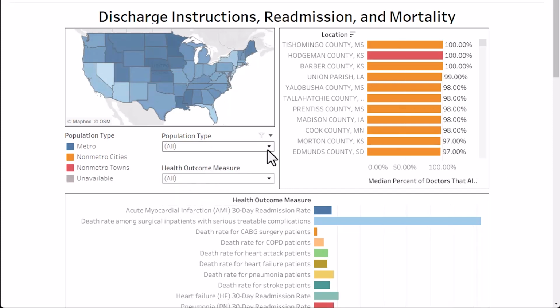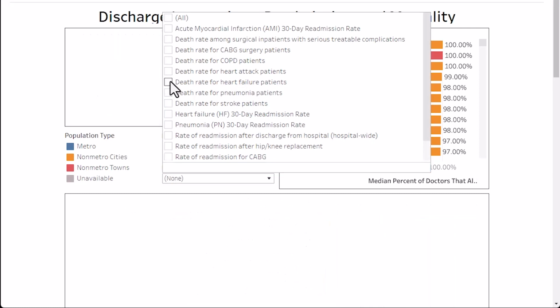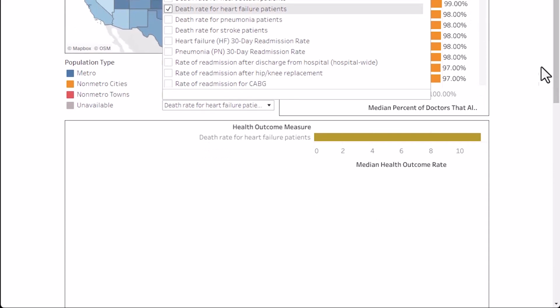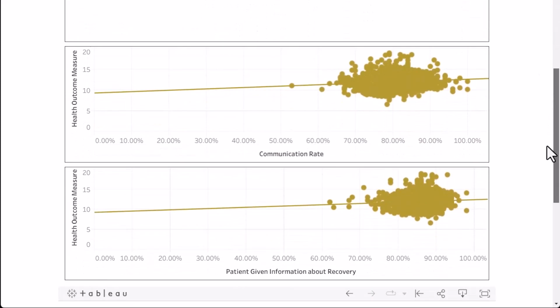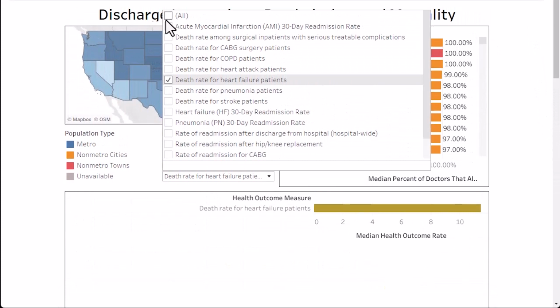data. But now we can also filter our data down here by specific health outcome measures. So if we want to take a look at just death rate for heart failure patients, we can select that. We can select other outcome measures as well, but this will just show that one rate, and will show just that one measure for communication rate and patient given information about recovery. So we can look at the outcomes just for that health outcome measure.